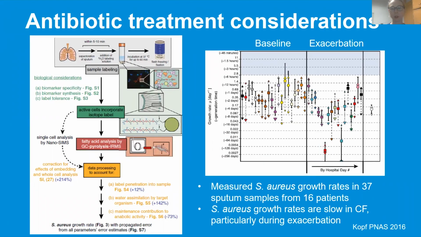Efficacy of antibiotic therapy also often depends on the growth rate of the targeted bacteria. In this study from Diane Newman's lab, the team used heavy water labeling of sputum and mass spectroscopy to measure Staph aureus growth rates in 37 sputum samples from 16 patients. They found that Staph aureus growth rates in CF were between 2 to 100 times lower than typical in vitro growth rates. These rates were even lower with antibiotic treatment, and an increase in the rate prior to completion of antibiotic treatment was observed, shown here with the arrow on the x-axis. Better understanding these mechanisms and how they impact treatment of CF exacerbations are areas for future study.